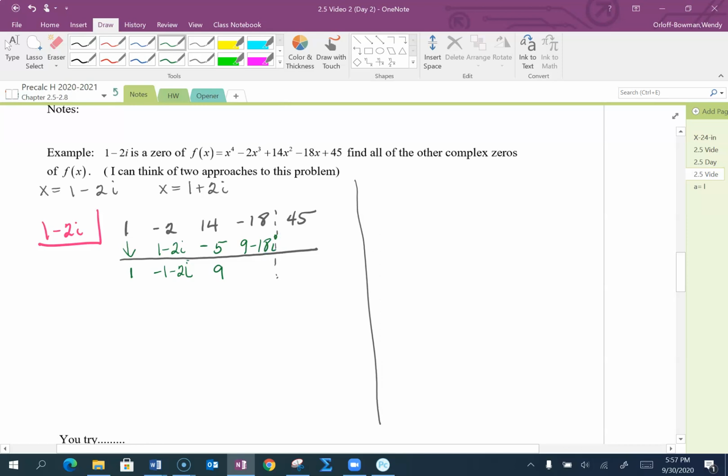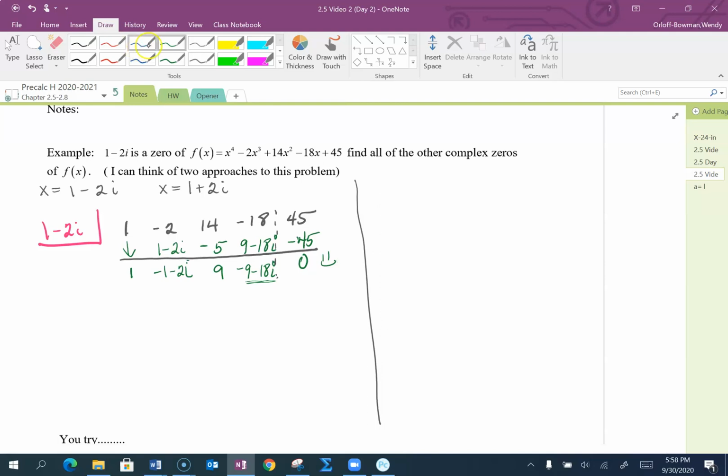Right? And then I go ahead and again, pause the video and multiply that by the number on the shelf. And so I got negative 45, and then my remainder is 0. So I'm super duper happy about that, because it is. 1 minus 2i is a zero. Not an x-intercept, but a zero, a solution, a root.